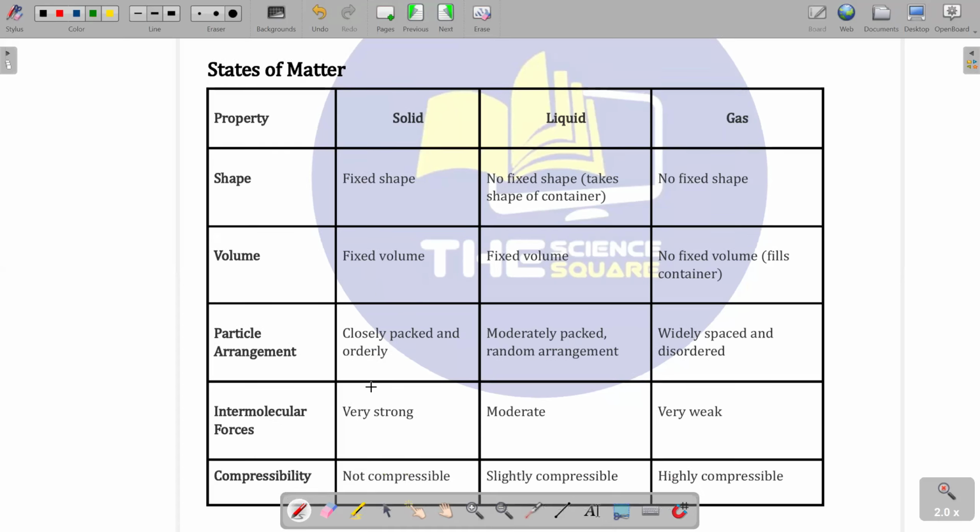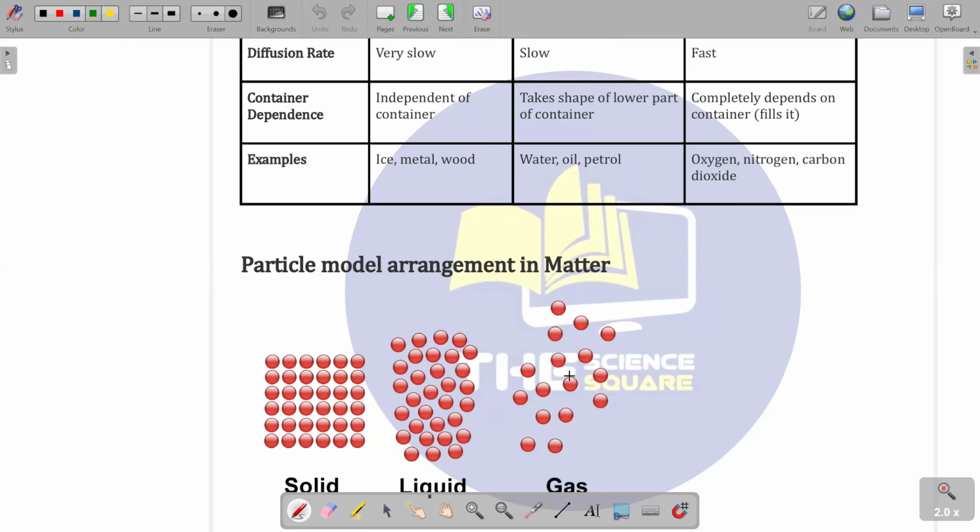Okay, the particles are still continually moving, but the motion of the particles within solids is rigid, while that in liquids and gases is much faster, even though that of gases is faster than that of liquids. So in terms of particle arrangement, solids are closely packed, liquids are moderately packed, and gases are widely spaced and disordered.